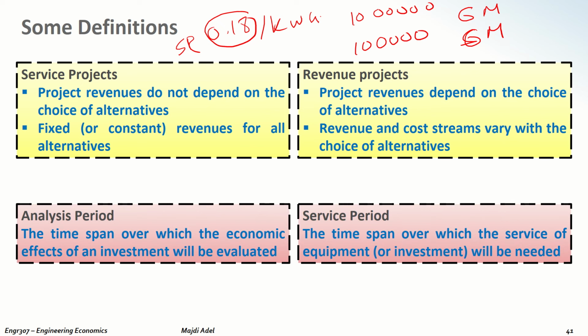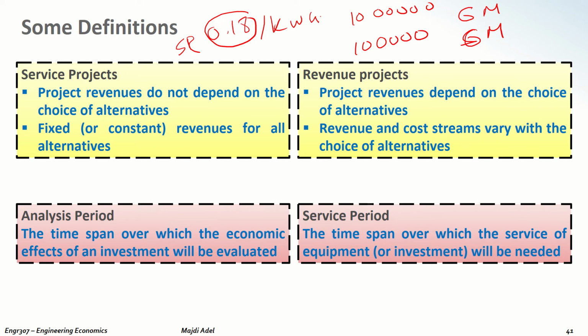Okay. The other two definitions are the analysis period and service period. Analysis period is the project life or the time span over which economic effects of an investment will be evaluated، الفترة الزمنية اللي أنا بدي أعمل عليها الدراسة تبعتي. Service period is the time span over which a service or investment will be needed. أنا راح أشتري a certain equipment for my plant. My plant will last for example 20 years. But there is a certain type of equipment، في عندي معدة معينة داخل هالمصنع عمرها 5 سنين.